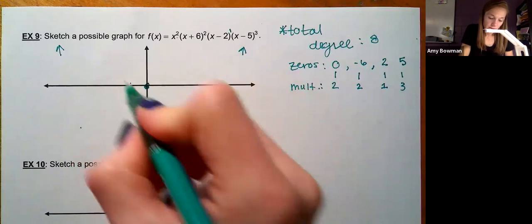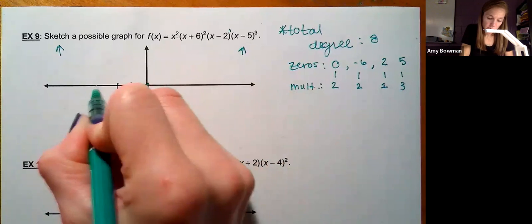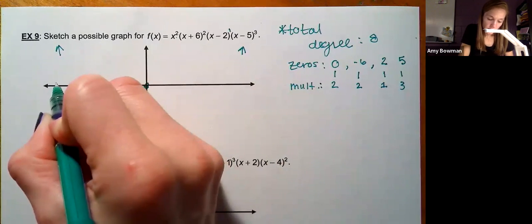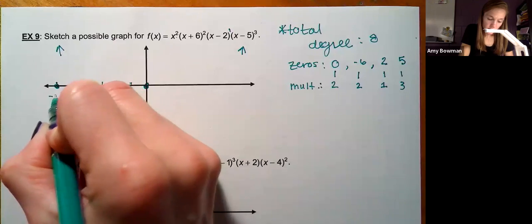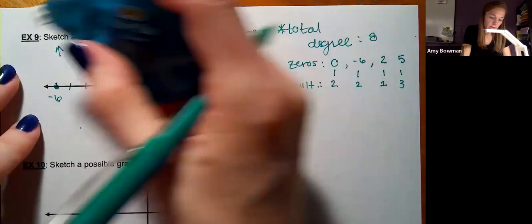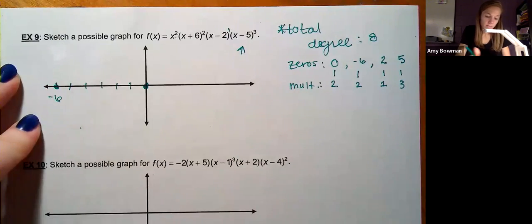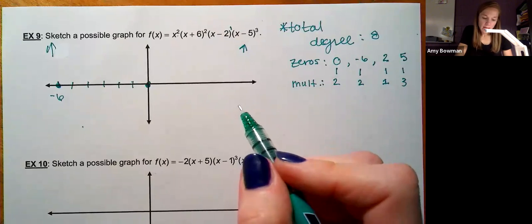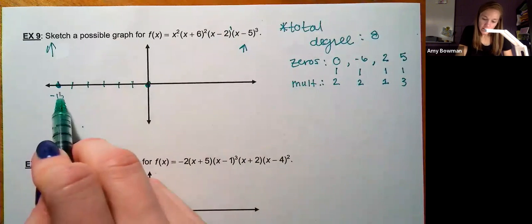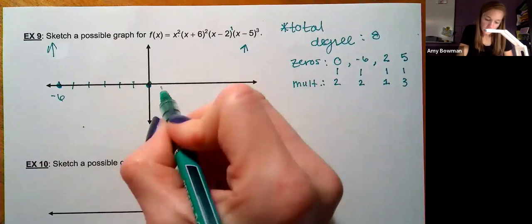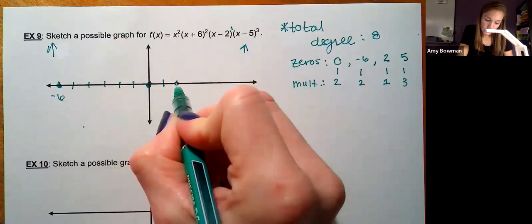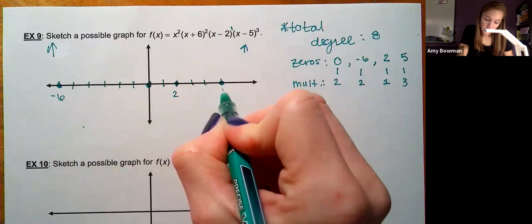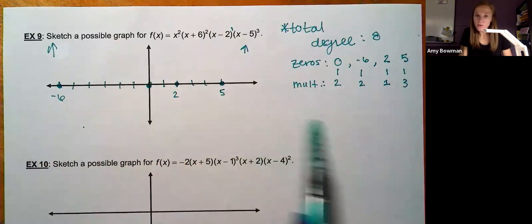-6. So you can scale this out just by hand. 2, 3, 4, 5. Okay. I'm going to have to move my little arrow over a little bit. Starting up there. Okay. And then I've got a 0 at -6, 0, 2, 3, 4, and 5. Okay. All right. From there, you can start sketching.